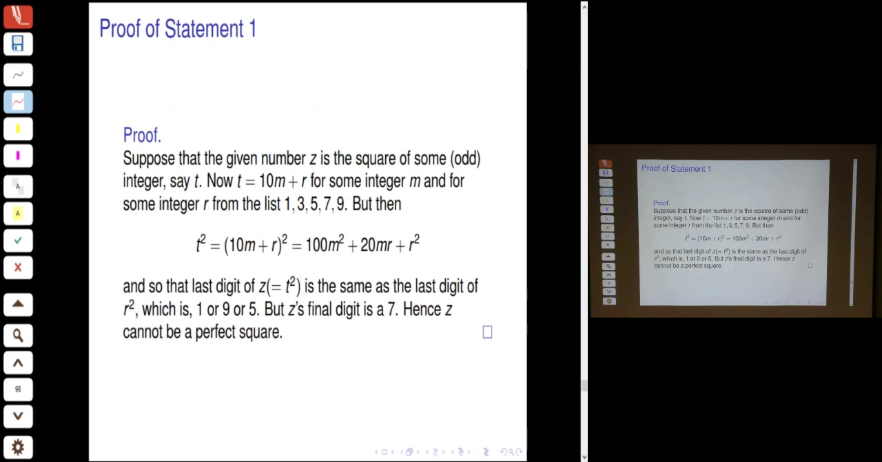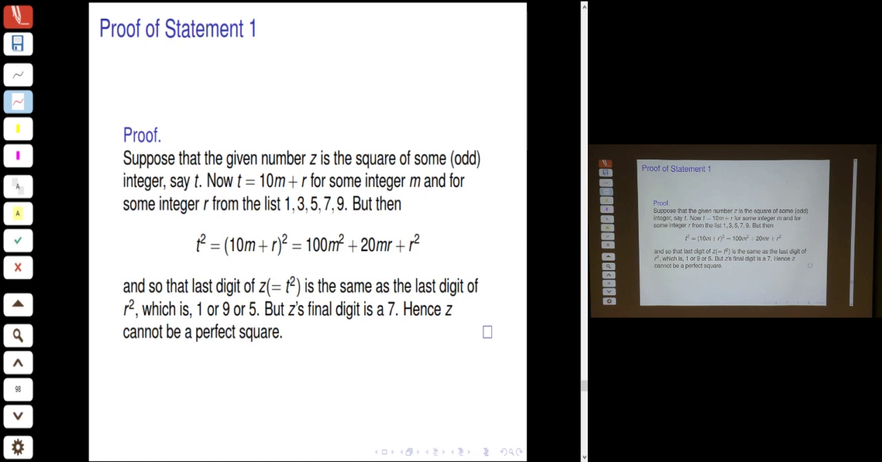Okay, so here, in the math department, people write these things, right? So here's a proof. Suppose the given number z is a square of some odd integer t. Now, because it's odd, t has to be 10 times m plus r for some integer m and for some integer r. The r comes from the list 1, 3, 5, 7, and 9. So then t squared will be in this form, right?